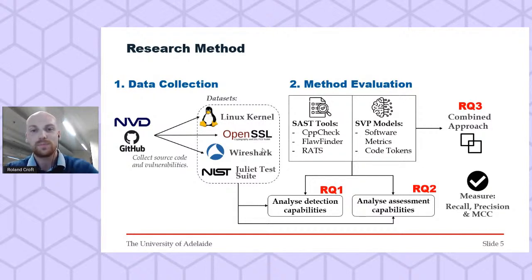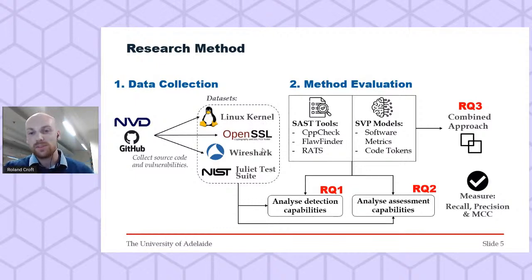In terms of the methods that we've evaluated, we tried to collect a set of representative examples of both approaches. For the rule-based methods, we have SAST tools, and we looked into tools which were open source and widely used in the community and by large organizations. These are Cppcheck, Flawfinder, and RATS. For the SVP models, we picked representative models that were commonly used as baselines in the literature. These are models that make predictions from software metrics or directly from code tokens.